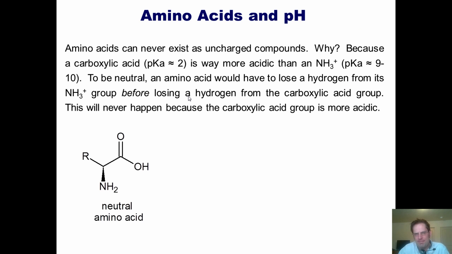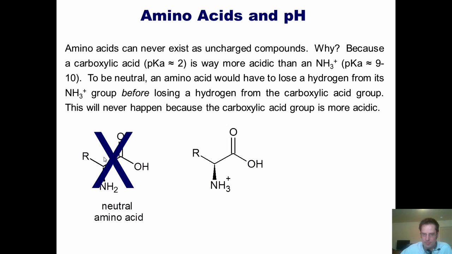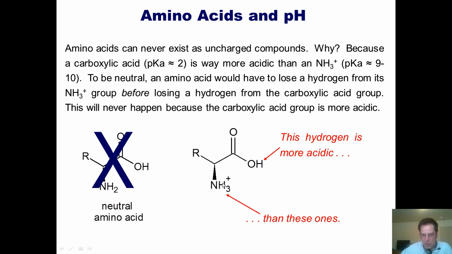Now to something else. You should know that amino acids can never exist as uncharged compounds. That is, you'll never see an amino acid existing in a neutral state, like the one shown right here. Why? Because a carboxylic acid is way more acidic than an NH3+. In other words, this hydrogen right here is way more acidic than these hydrogens right here.